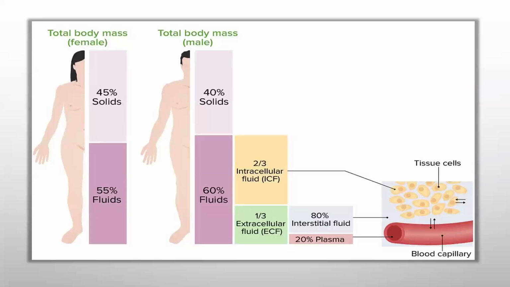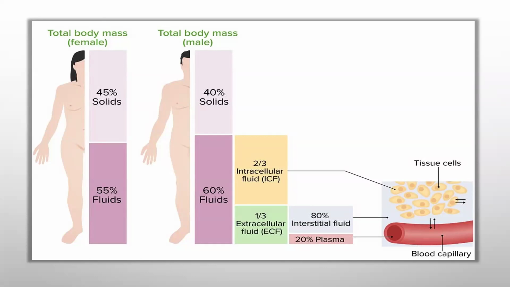Total body water comprises 60% of the total body weight, and the total body water is divided into the intracellular fluid and the extracellular fluid. Two-thirds, or 40% of the body weight, is the intracellular fluid, and one-third, or 20% of the body weight, is the extracellular fluid. The extracellular fluid is further divided into the interstitial fluid and the plasma. The intracellular fluid is what is found inside the cells and is made up of protein, water, electrolytes, and solutes.